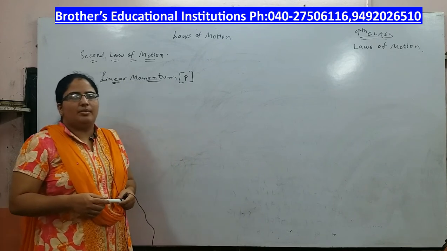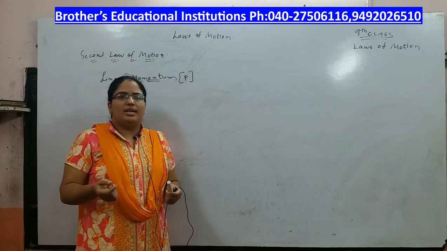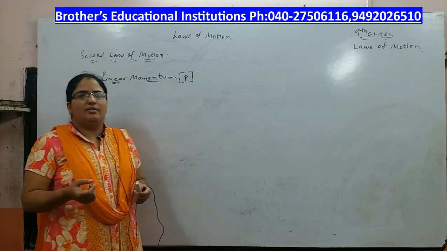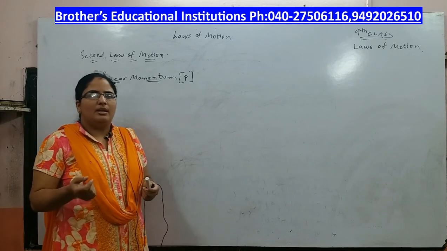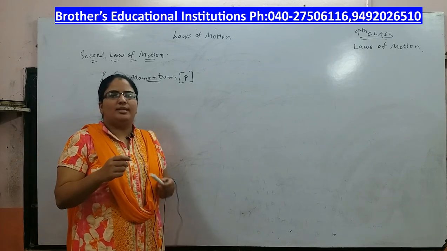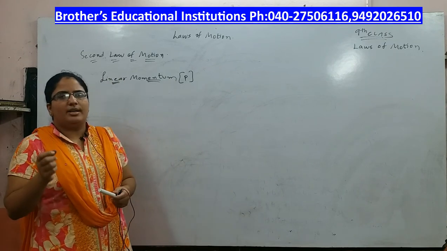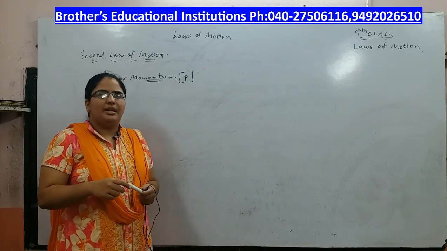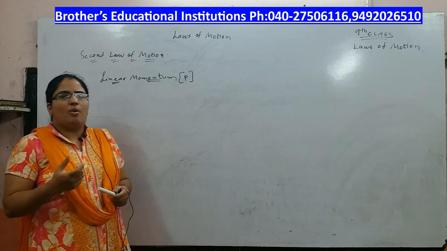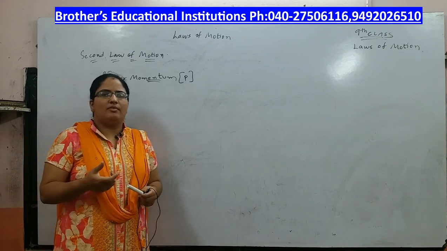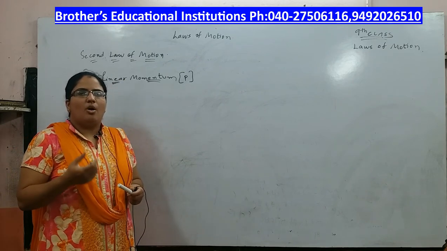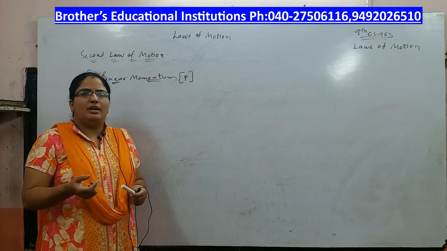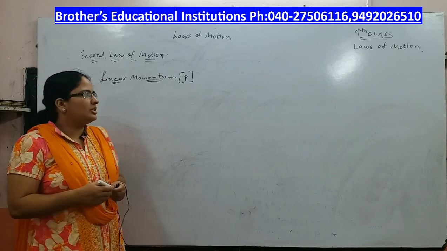What is this linear momentum? Let us say I have two bullets. One bullet I will keep in the gun, and one bullet I will hold in my hand and throw at a wall. One bullet comes out from the gun, one bullet is from my hand. Which one will damage the wall more? Let us say you are in front of a wall. Obviously the one which came out of the gun, because it has more speed.